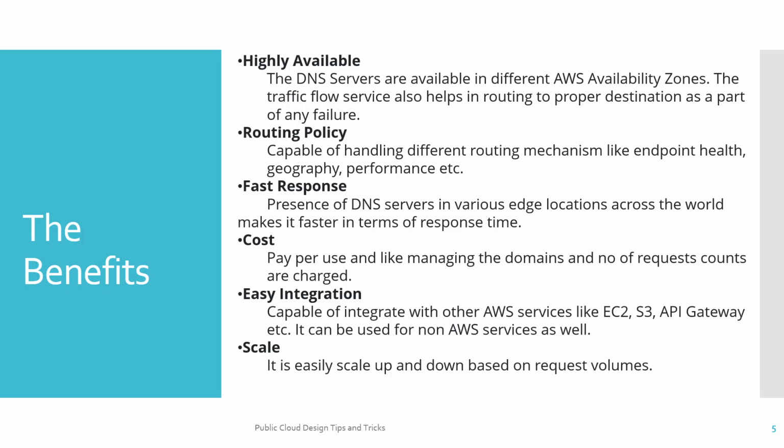Fast response: the presence of Route 53 servers in various edge locations across the world makes it faster in terms of response time. It is pay per use, based on managing the domains and the number of requests coming to Route 53. Easy integration: it is capable of integrating with other AWS services like EC2, S3, API Gateway, and other AWS cloud services. It can also be used for non-AWS services as well. It easily scales up and down based on request volumes.